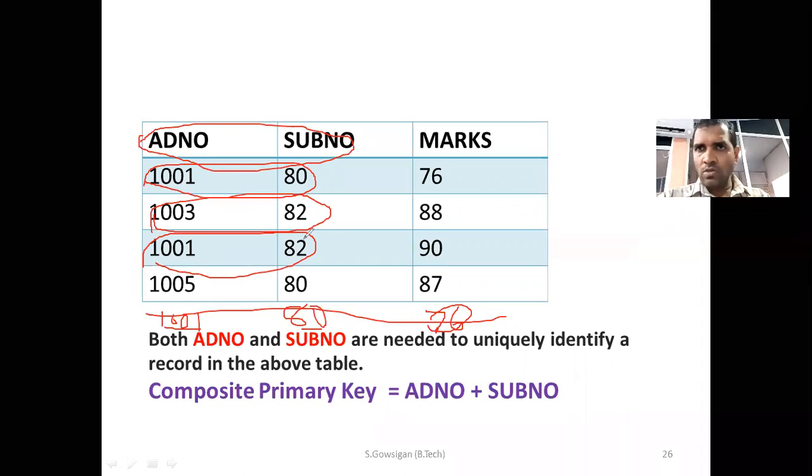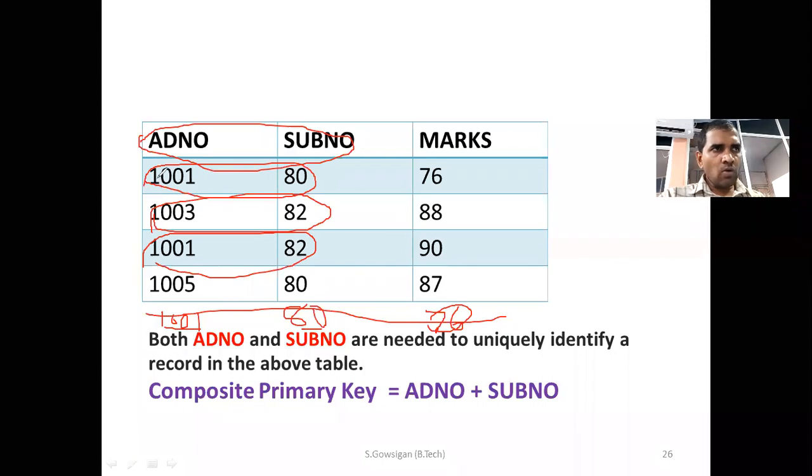Subject number is not used for identifying each record. Marks is not used for identifying each record. But I can say admission number plus subject number, admission number and subject number, together, they can identify each record.